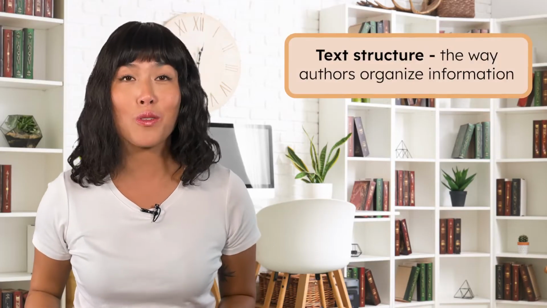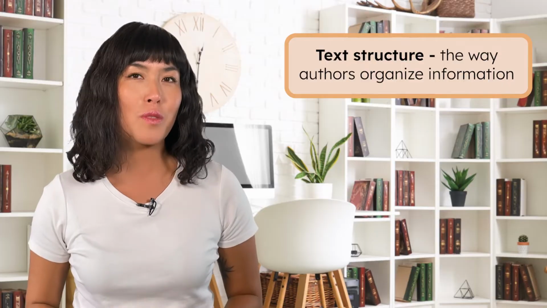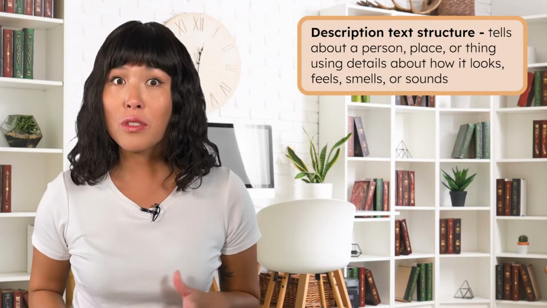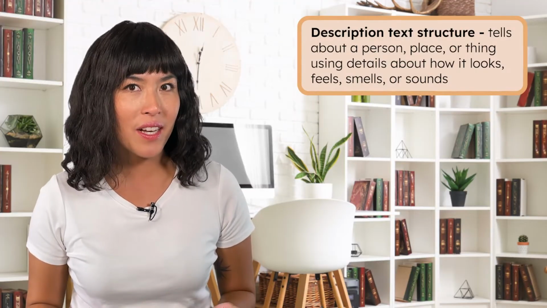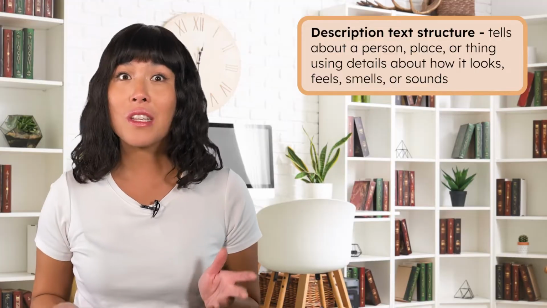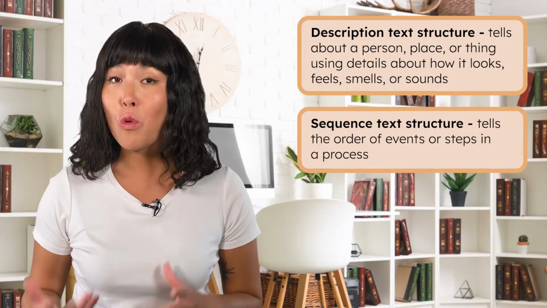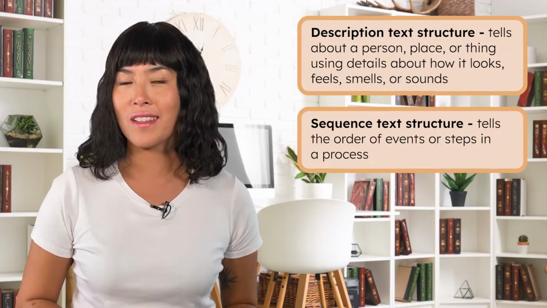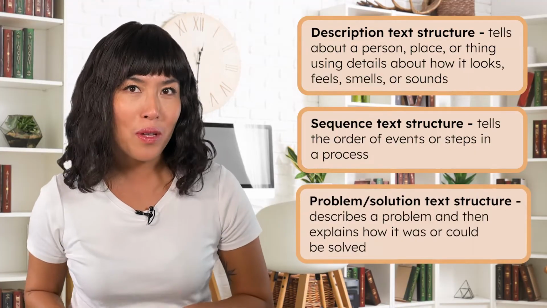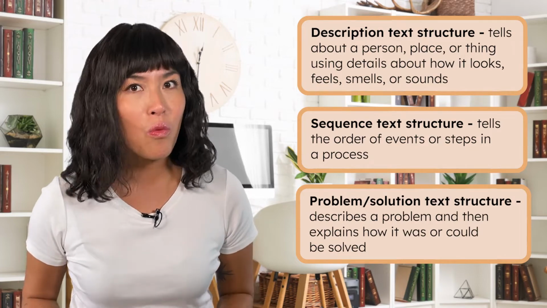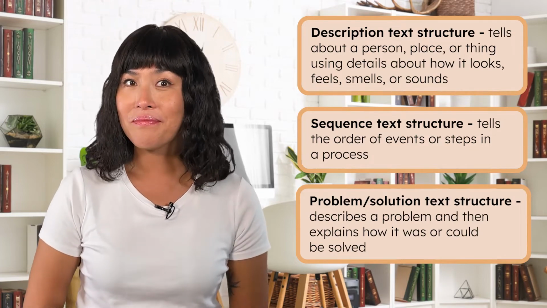Last time, we learned that text structure is the way authors organize information. We explored 3 different kinds in nonfiction texts. Description, which tells about a person, place, or thing using details about how it looks, feels, smells, or sounds. Sequence, which tells the order of events or steps in a process. And problem solution, which describes a problem and explains how it was or could be solved.